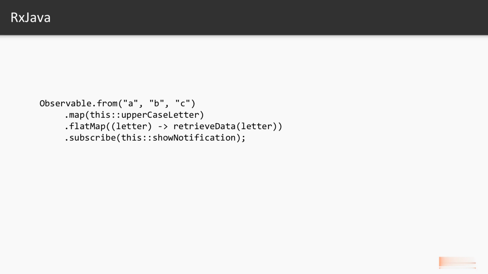So here we can see one of the simplest flows that you can create in RxJava. It's going to emit 3 letters, and then using the map operator, they're going to be uppercased. It references a method here, uppercase letter. Then using the letter, we're going to retrieve the data, maybe some other data from an external source, and finally, maybe going to show a notification to the user.